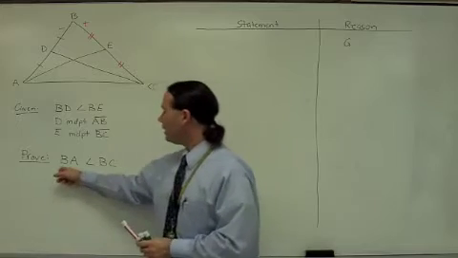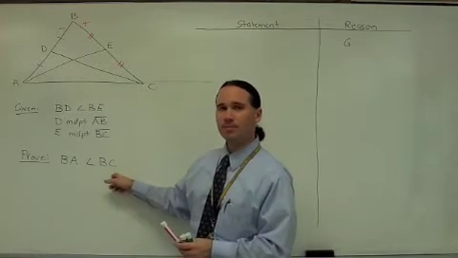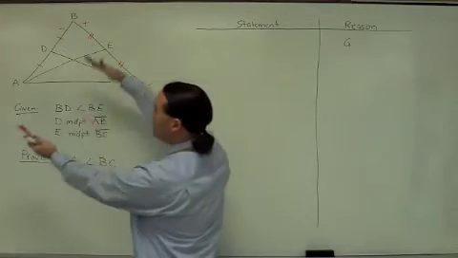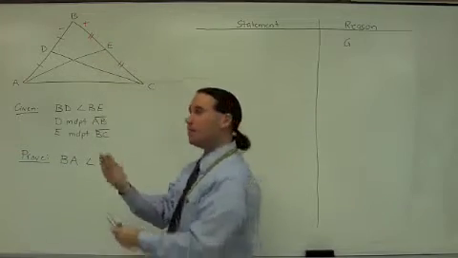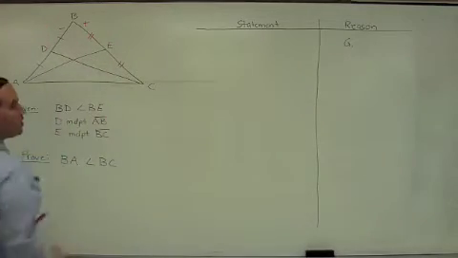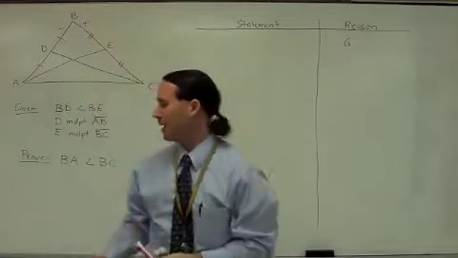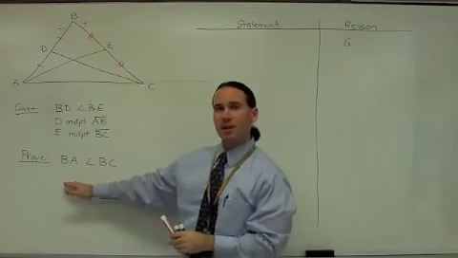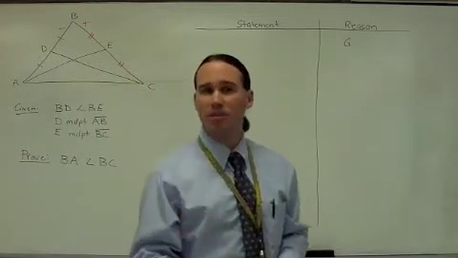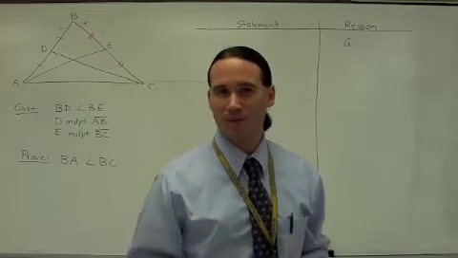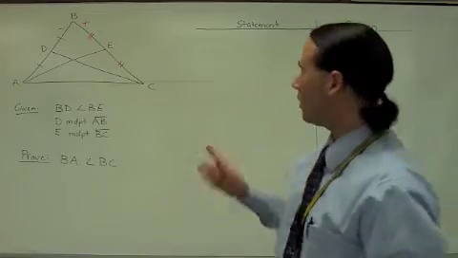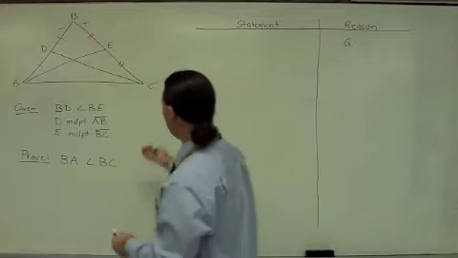We want to say that BA is less than BC. Well, BA is this whole side, and BC is this whole side. So if you want a statement in the end about large pieces, then that should tell you what kind of problem this is going to be. Addition, right? If you want to get to large pieces, you have to add. So this is going to be an addition problem.